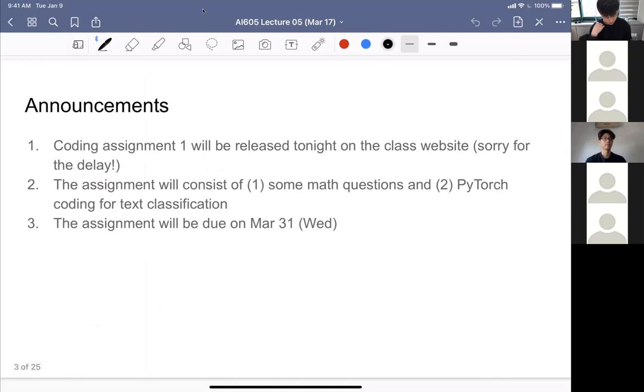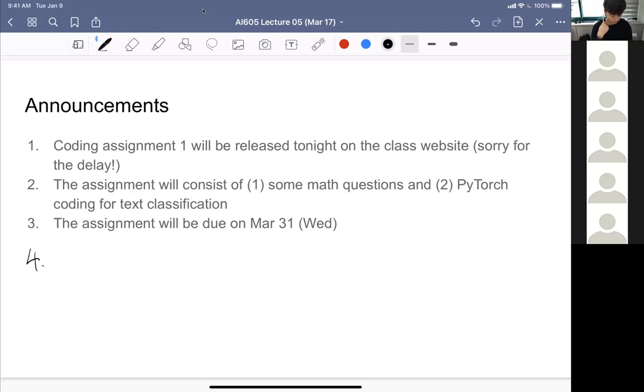Okay, so announcements. Sorry about the delay. It was supposed to be last Wednesday and it's been delayed for about a week. There were some issues, but we will release assignment one today, but please don't worry about the deadline. We'll give you at least 2 weeks. Number two is that the assignment will consist of some math questions and PyTorch coding for text classification. The assignment will be due on March 31st, 2 weeks from today.